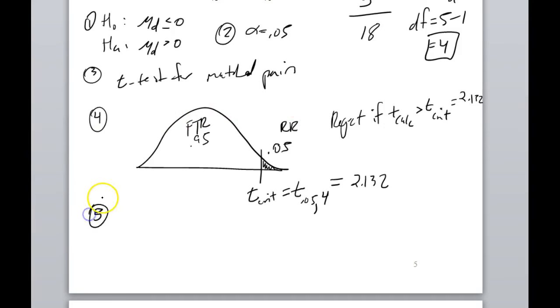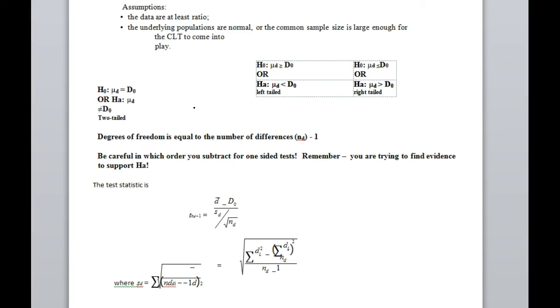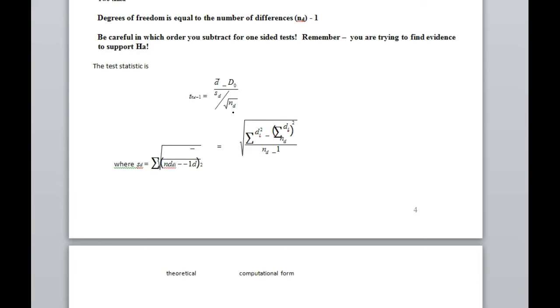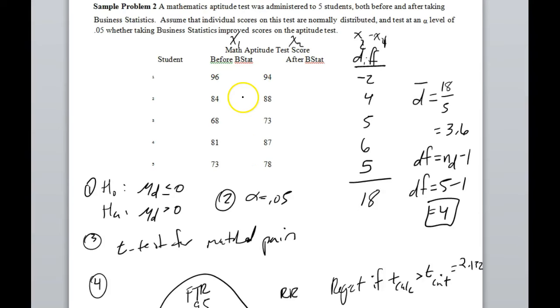And so now we are going to run our calculation. So t-calc is equal to, let's go back up and look at our formula. So t is equal to d bar minus big D naught divided by, oh gosh. All right. So I guess I just showed you some of the work. We actually will use the output on the other side because I'm not about to calculate a standard deviation here.